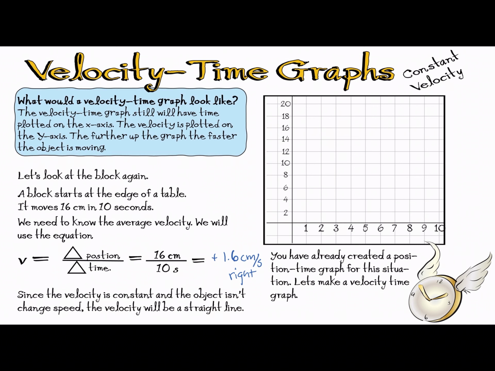We've already created the position time graph, so let's create the velocity time graph. Since the velocity is constant and the object isn't changing speed, the velocity will be a straight horizontal line.